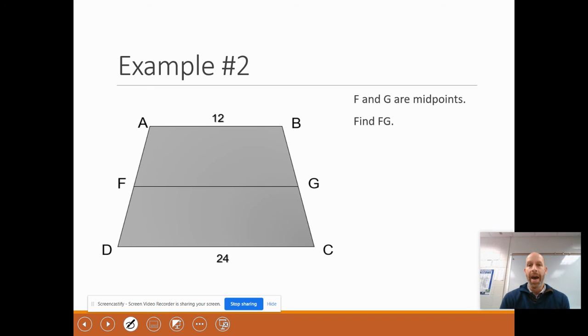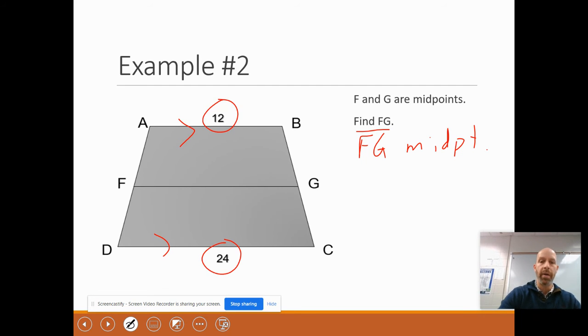So here I have a trapezoid, and I guess I probably should have said that this is a trapezoid. We are told that F and G are midpoints. Therefore, we know that FG is a mid-segment of this trapezoid because these are the parallel sides. We also happen to know that AB's length is 12 and DC's length is 24, and they're asking us to find the length of FG.